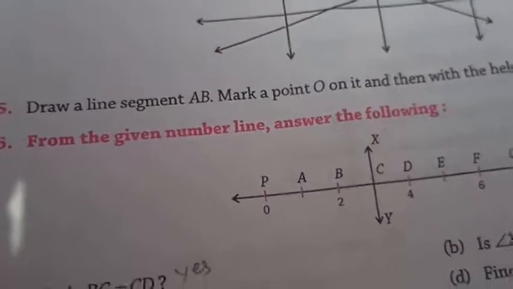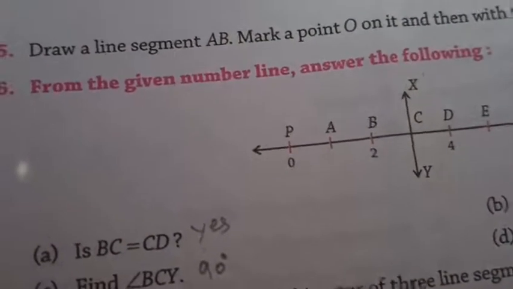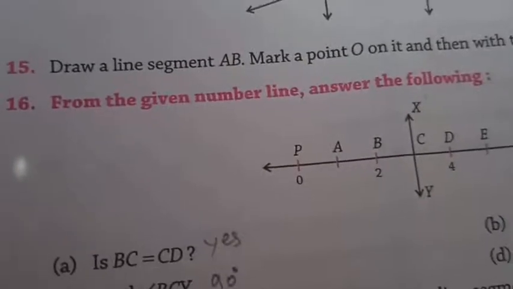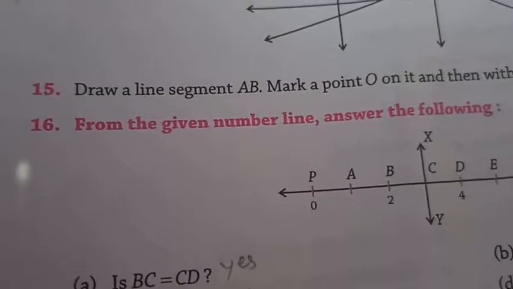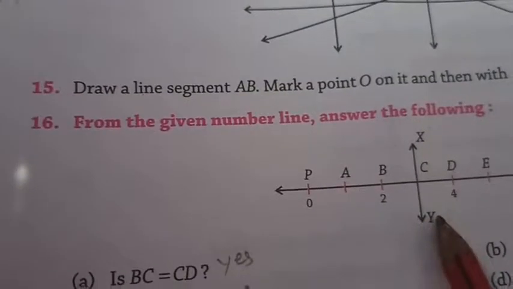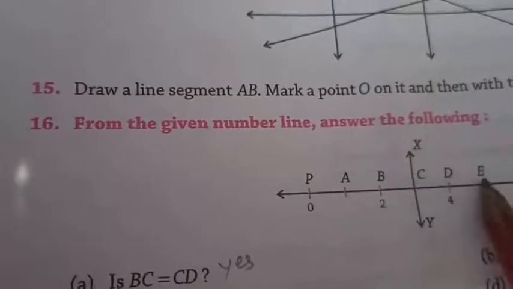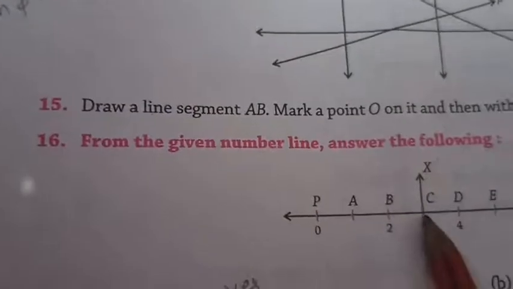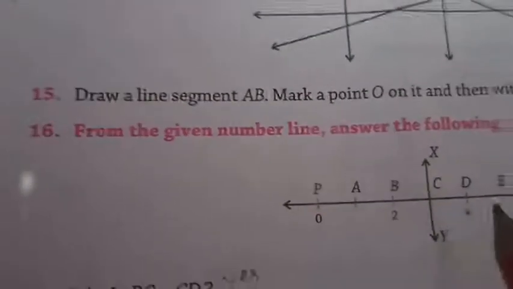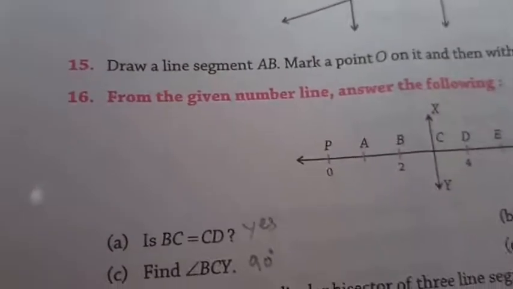And again in part E, XY is the perpendicular bisector of 3 line segments; identify and name them. Here XY is the perpendicular bisector of BD, and also AE, and also PF. All these points are at the same distance from the point C. Okay, so you have to write this.